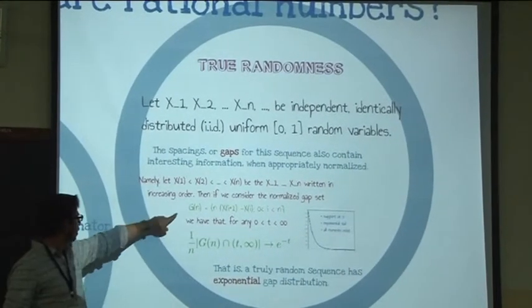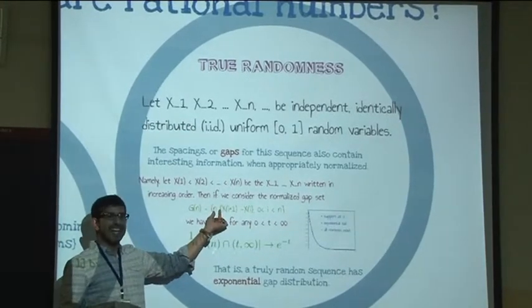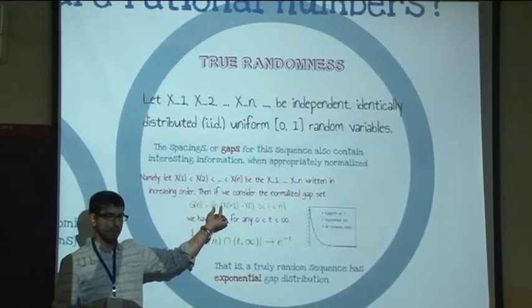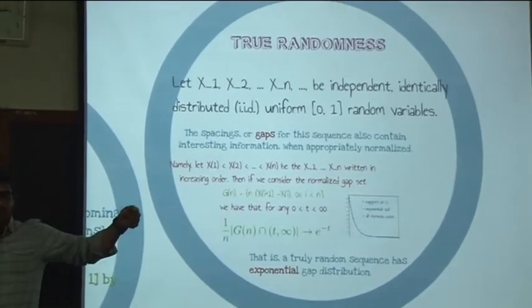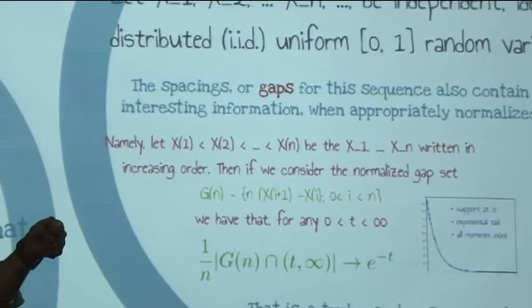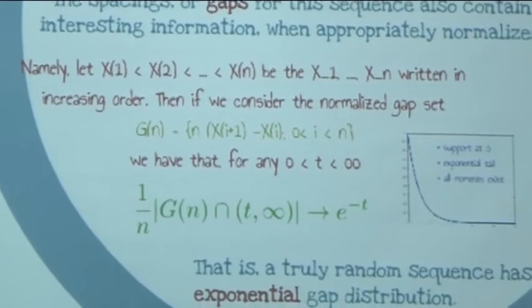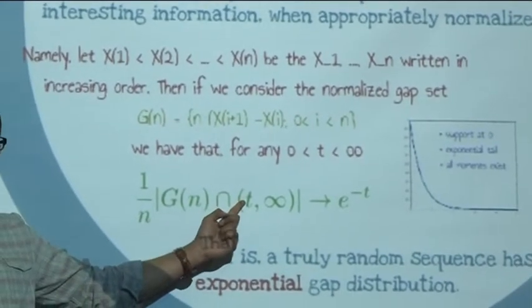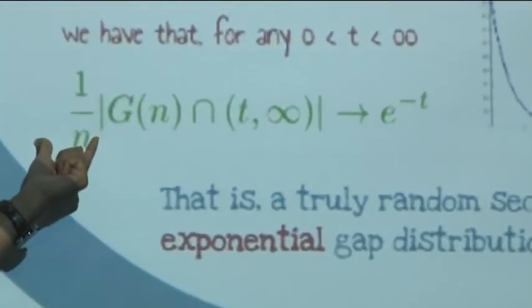We look at the gap set, g of n, which is the difference, and then we normalize it by n, which is the number of points, because otherwise the lengths would all be getting very, very small. So we stretch out the interval by n, basically. And we ask, what's the proportion of them that are bigger than some fixed number t? So this is the proportion of gaps which are bigger than t.